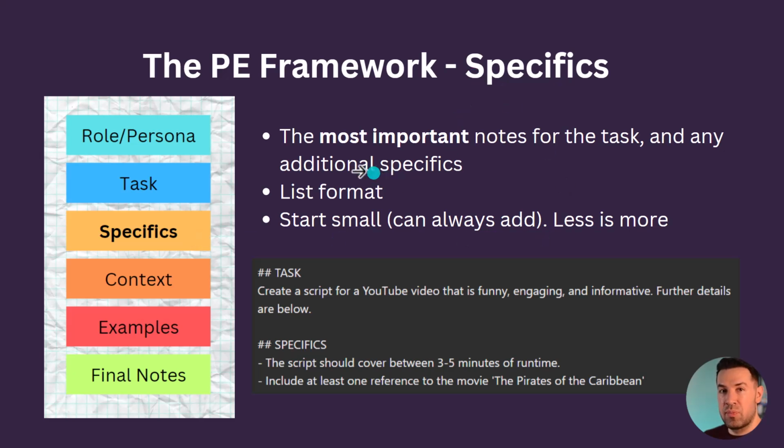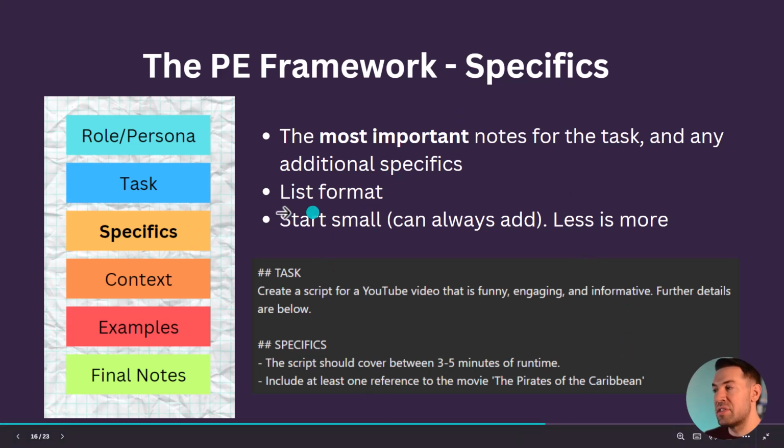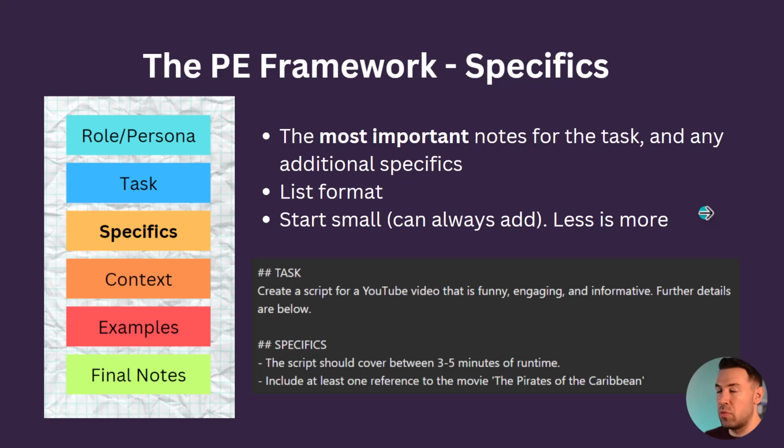List format usually works best for this section, and you want to start small. Start with 1 or 2 items, see how it goes. You can add more if you need to, if the model's not quite doing what you want. Again, iteration is the theme here.